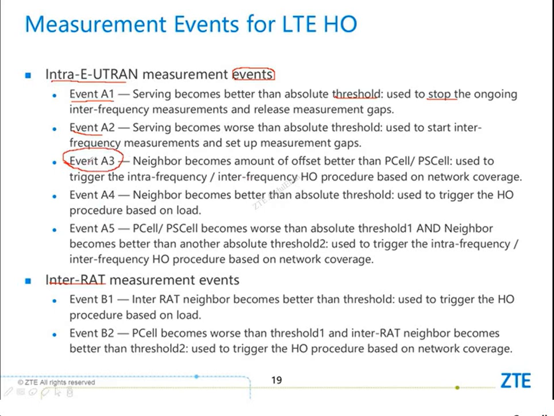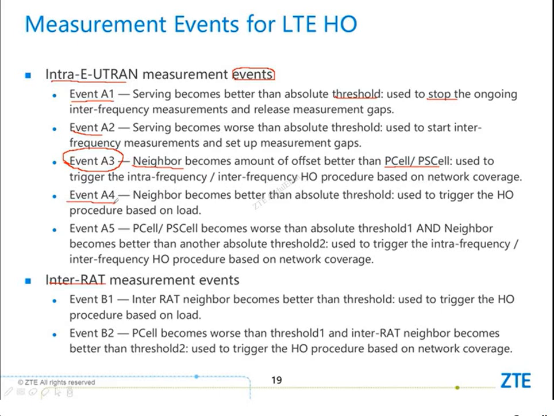Why? Because with event A3 we can find if the neighbor cell quality becomes better than the serving cell, maybe the PCell or PSCell. Here, if we are using carrier aggregation, there may be a primary cell or primary secondary cell. So if the neighbor cell becomes better than the serving cell, you can hand over. So event A3 is normally used for coverage-based handover.